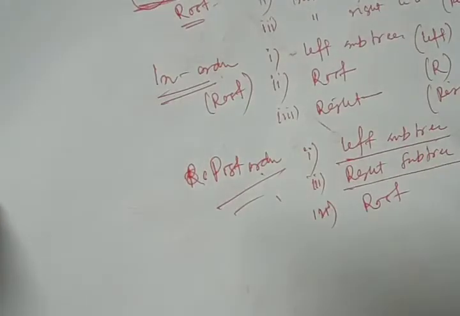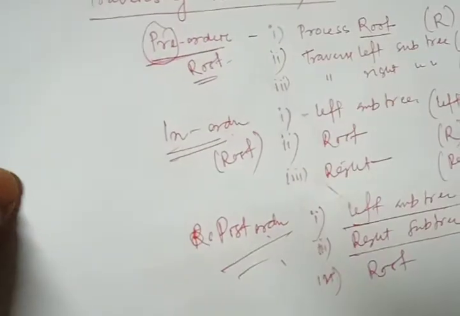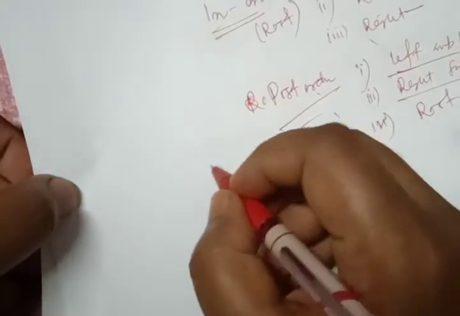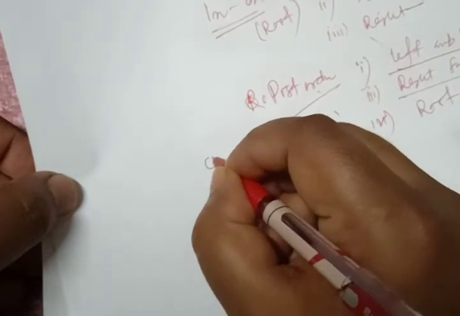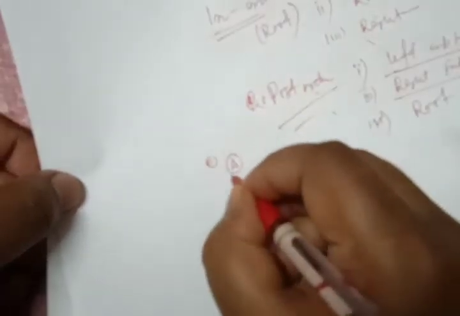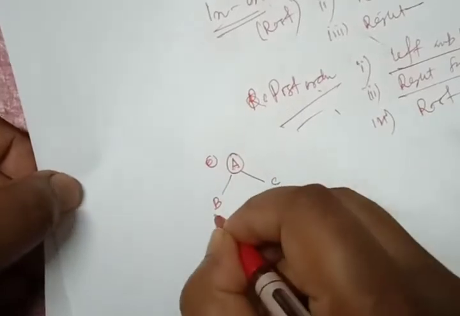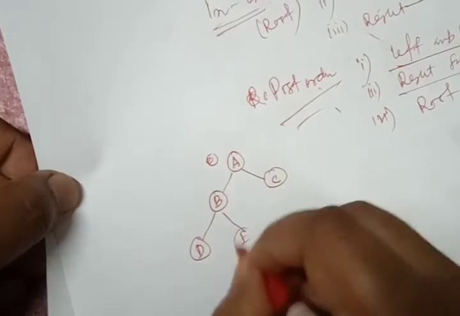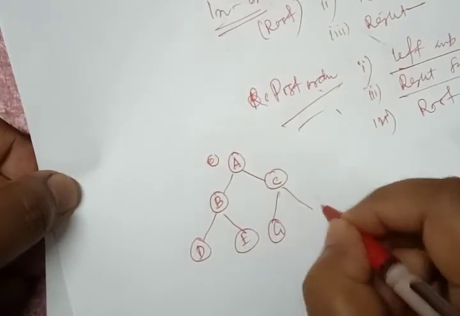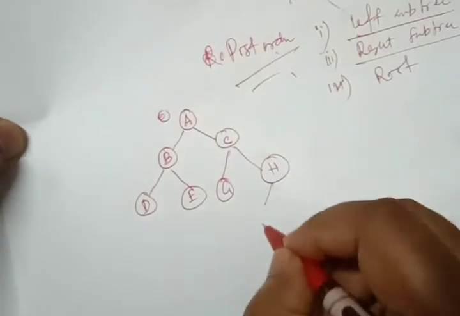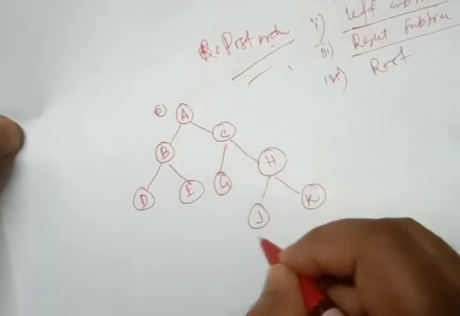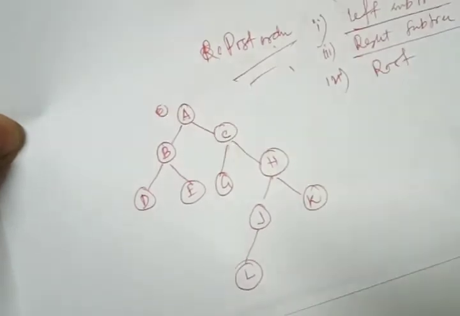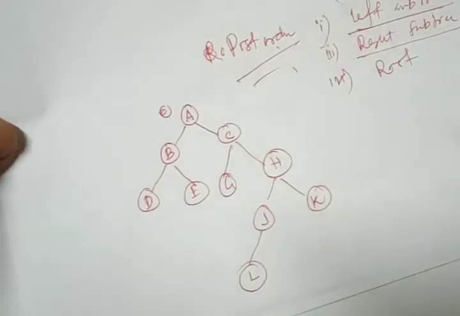Now we'll see one example. Suppose here you see, let us consider a tree with nodes A, B, C, D, E, G, H, J, K, L. So let us consider this is a binary tree.